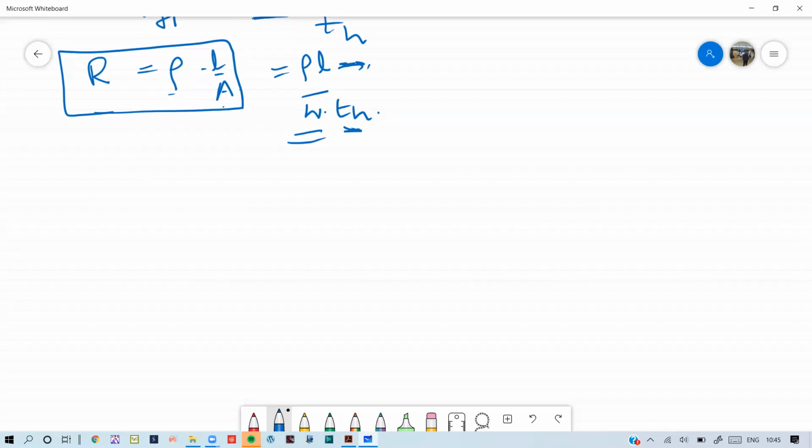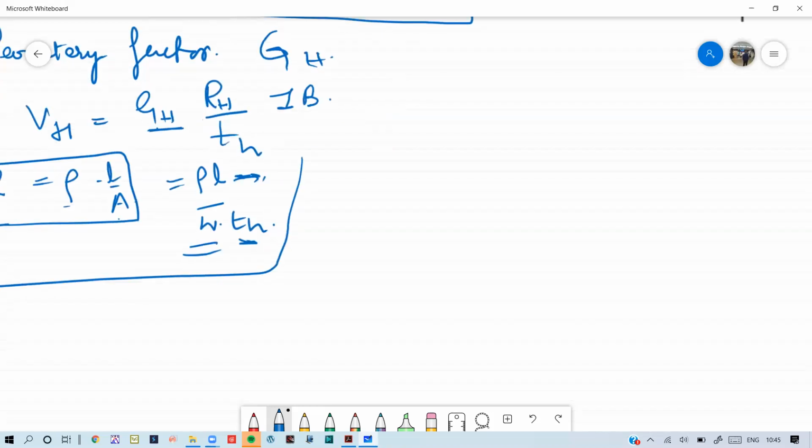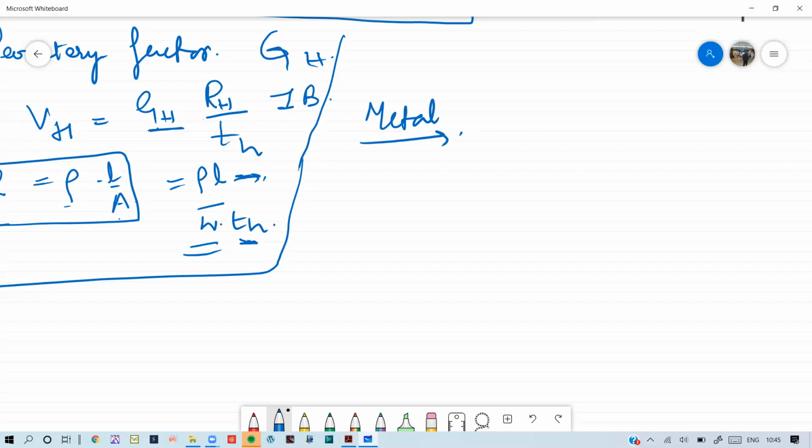So if you are using a metal sample for a Hall sensor, the resistivity rho of the metal is a characteristic of that metal itself. There are no external factors which will affect the resistivity of the metal. So if you have a metal, it has a resistivity rho, and it will be affected by internal factors because you are not doing anything externally except giving some potential to measure the current.